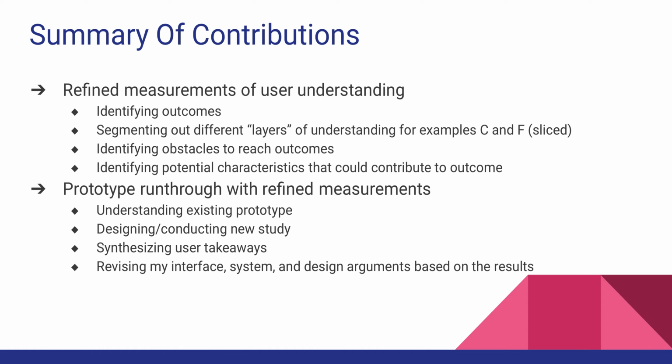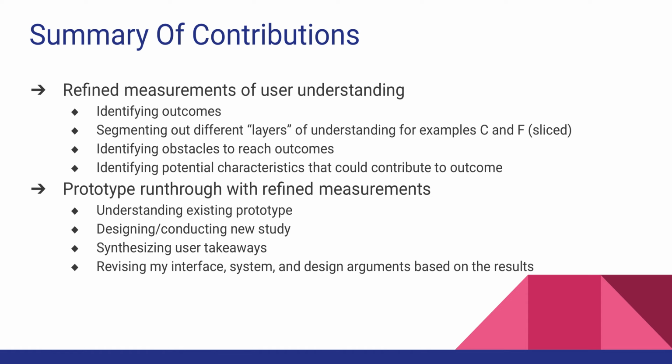And what that led me to do is tackle a pretty major risk within one of the design arguments, in that we didn't have a good way to measure user understanding across a knowledge map based on user justifications. So I went about refining the measurements for user understanding. This started by identifying the outcomes and what we want users to understand, thinking from the end of the whole Knowledge Maps process, and segmenting out the understanding and the outcomes into different layers, for example, C and F. And we slice that because examples C and F are one set of examples.